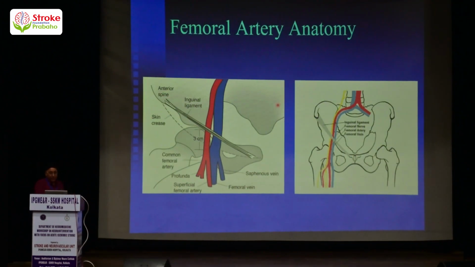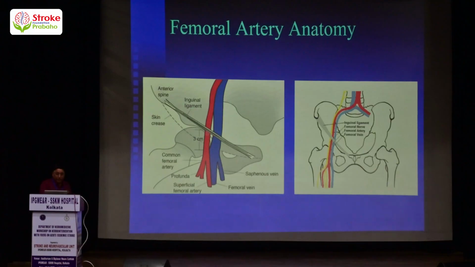First we must understand the anatomy of the femoral artery. This is the anterior superior iliac spine. This is the pubic symphysis. In the middle we can palpate the femoral artery. Medial to the femoral artery is the femoral vein, and we have to puncture the femoral artery around 3 cm below the inguinal ligament. In this anatomy, the femoral vein is medial, the femoral artery is lateral to it, and the femoral nerve is the most lateral.